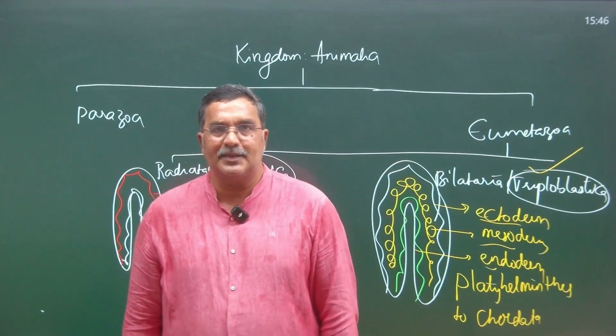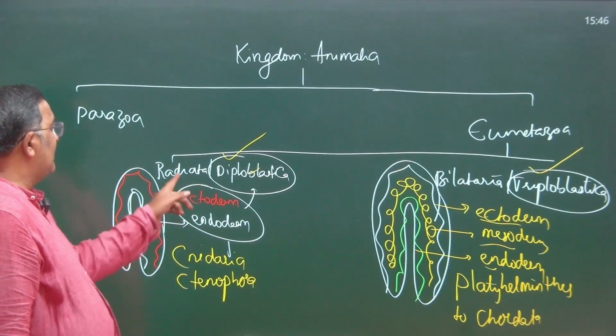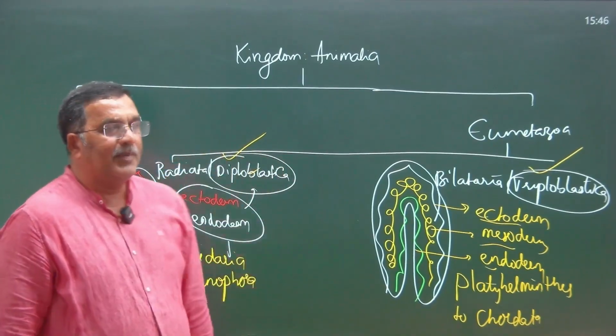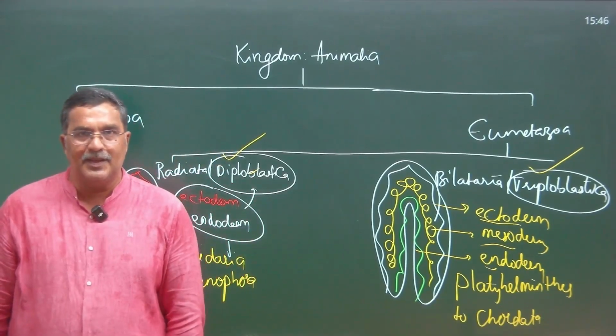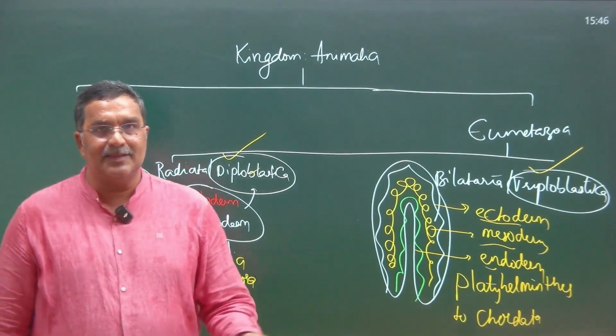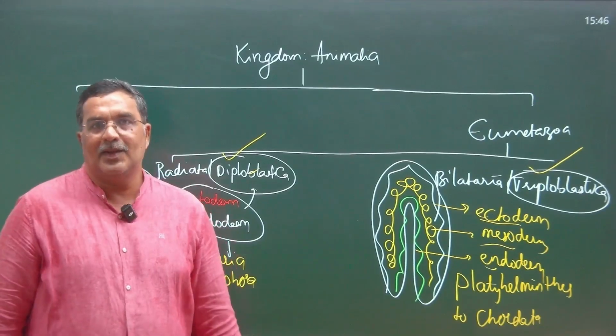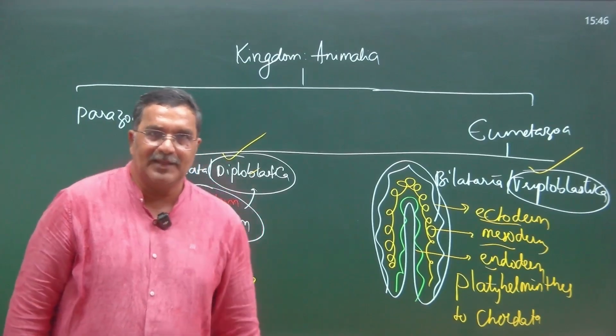In the next class, we are taking one more item from this chart, radiata and bilateria. What is radiata? What is bilateria? That is based on symmetry. We continue with types of symmetry in the next class. This class is meant to understand germ layers, diploblastica and triploblastica. Thank you.